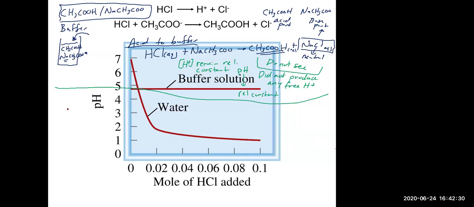Now, if we add a base to a buffer, we will use the exact same buffer. In this case, we're going to add sodium hydroxide, which is our strong base, to this buffer. Because sodium hydroxide is a base, it will react with the acid part. So when the sodium hydroxide comes in, it's going to find the acid part of the buffer and react with it. And when it does, we will get acetic acid.